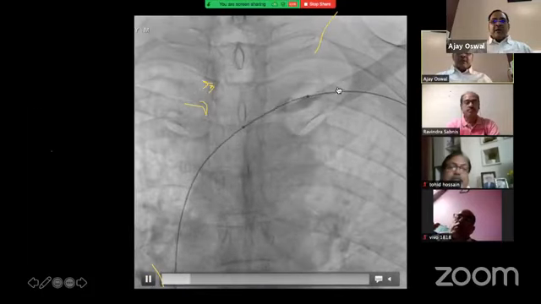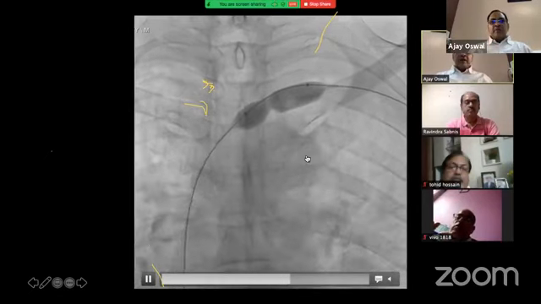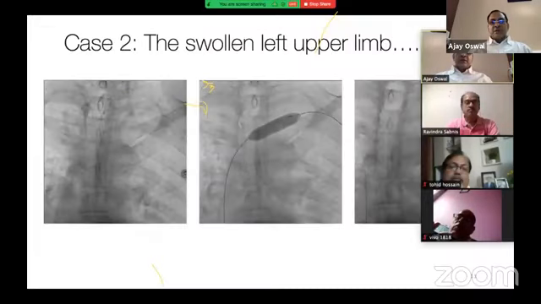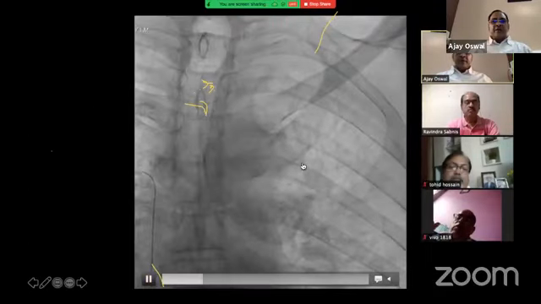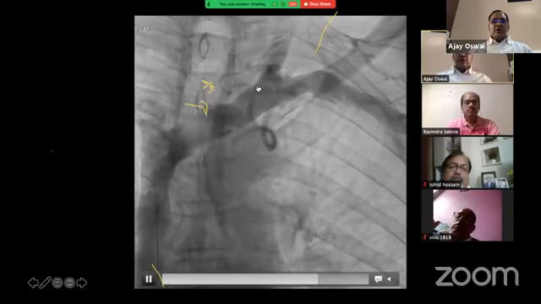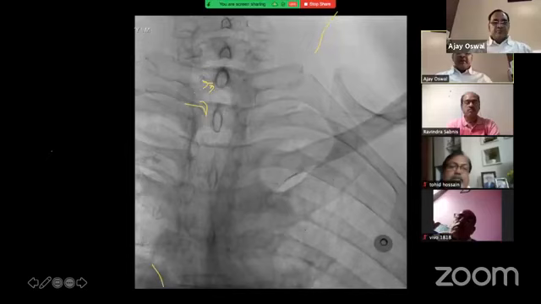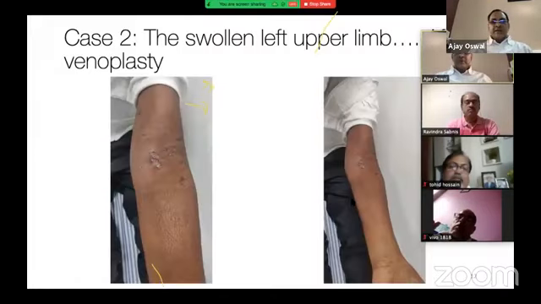They negotiated a guide wire across. They could dilate it with a balloon. They chose not to put in a stent because the results with or without stent are equally bad. And this is the final shootout, patent. And happily, this is the end result. Significant reduction in the edema after venous dilatation.